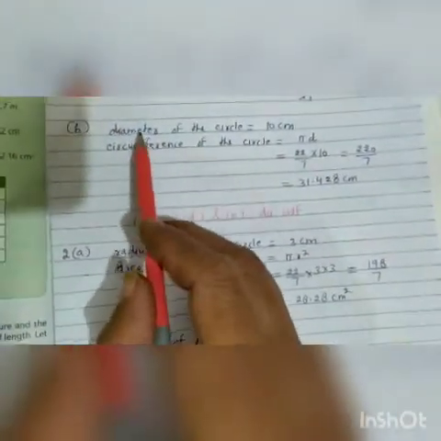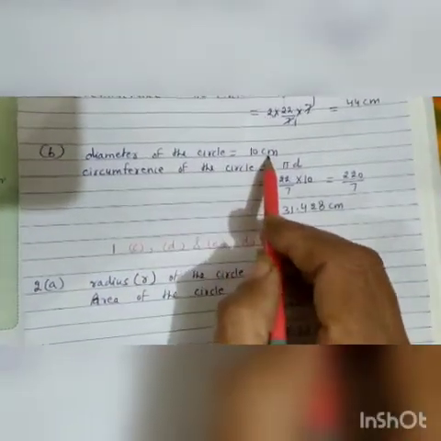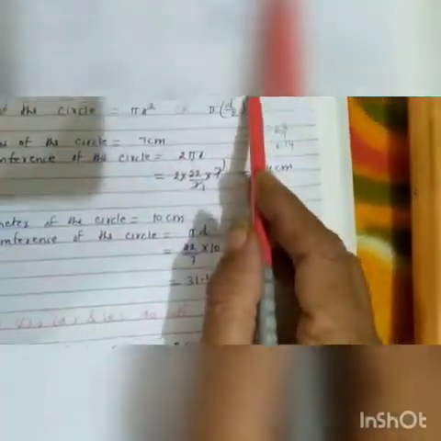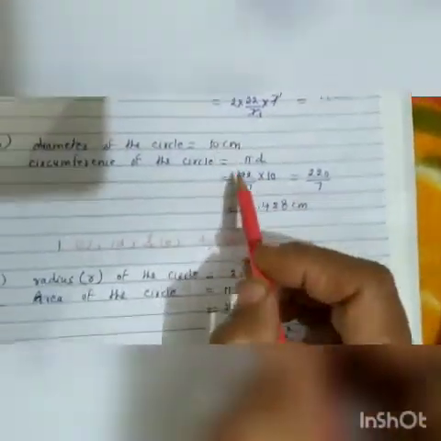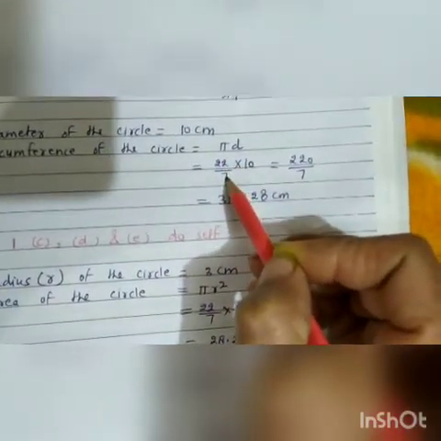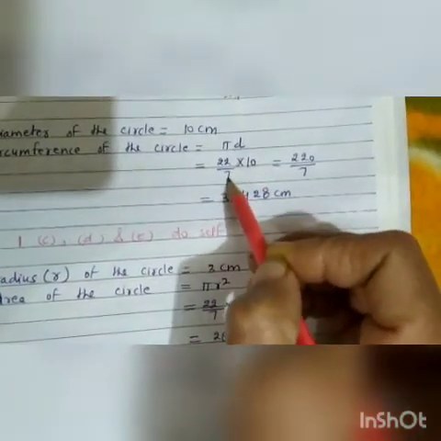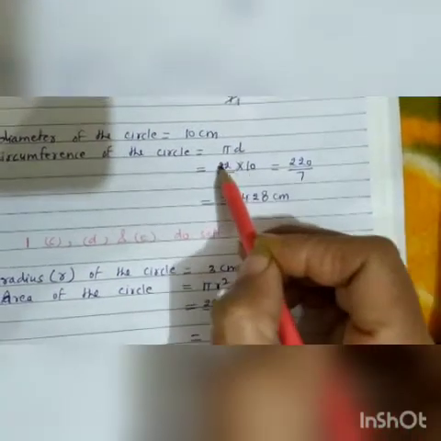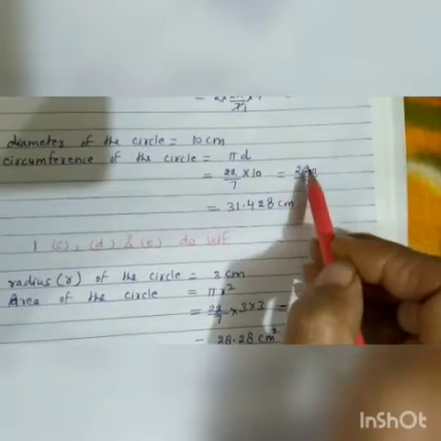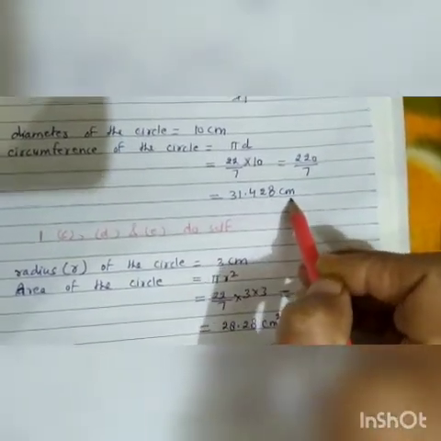Come to part B. The diameter of the circle in part B is given as 10 centimeter. Then circumference of the circle. This time we will use this formula because diameter is given. So it is pi d. Again the value of pi is 22/7 into diameter 10. This 10 cannot be simplified by 7. So we will multiply 22 into 10, which is 220/7. When we divide this 220 by 7, we get 31.428 centimeter.